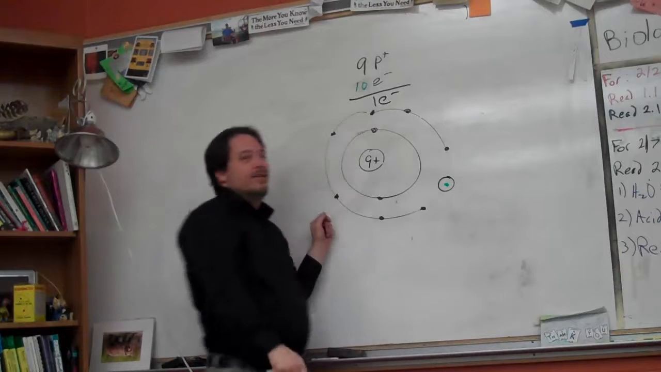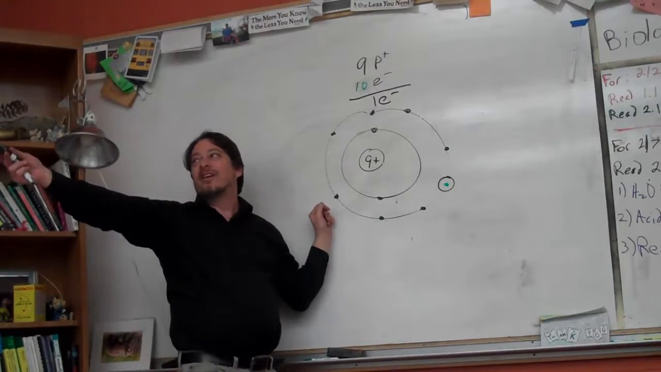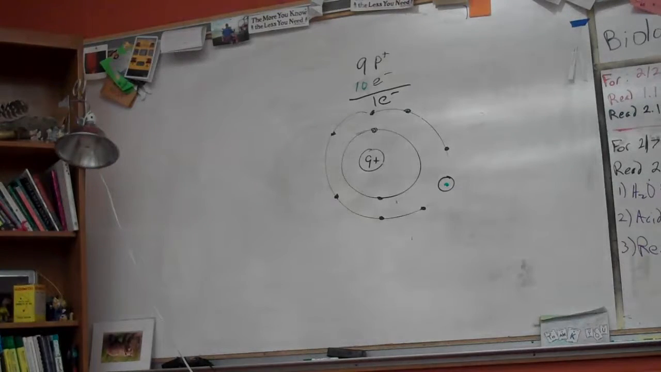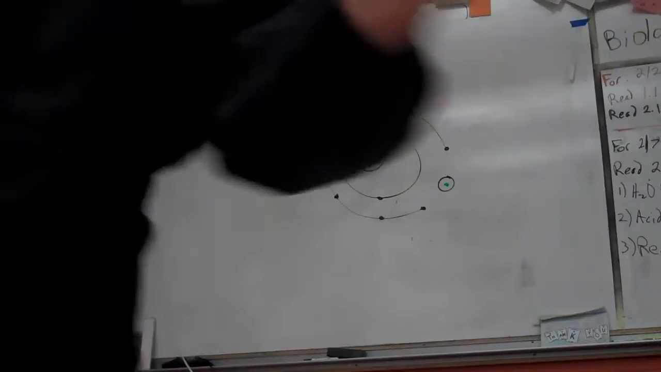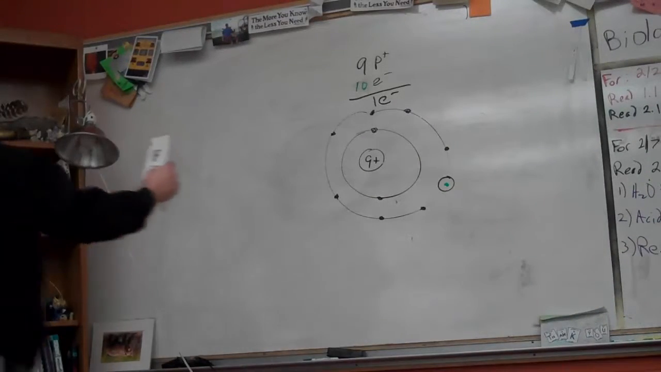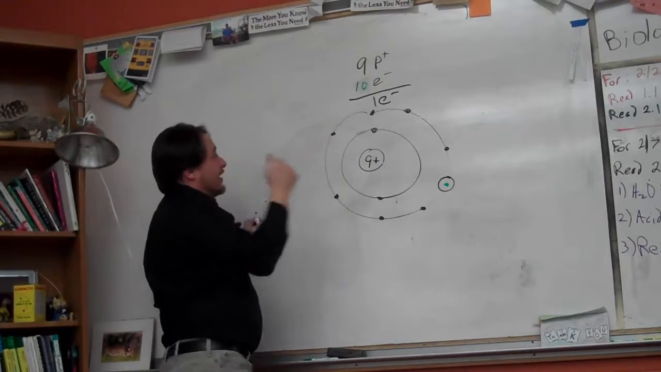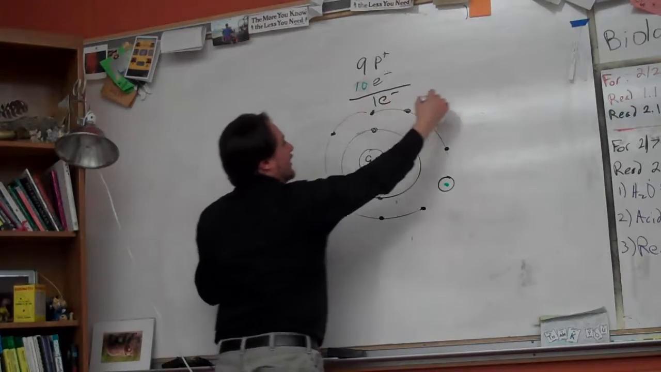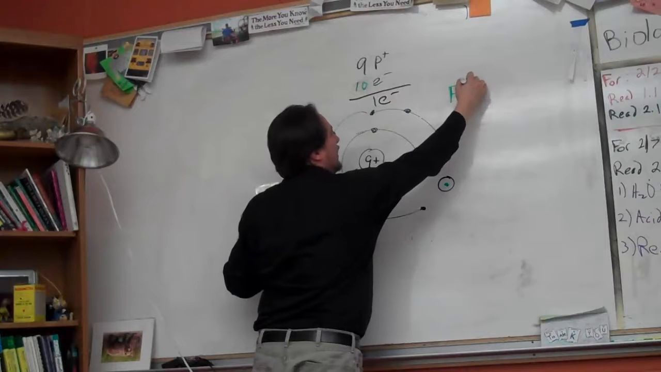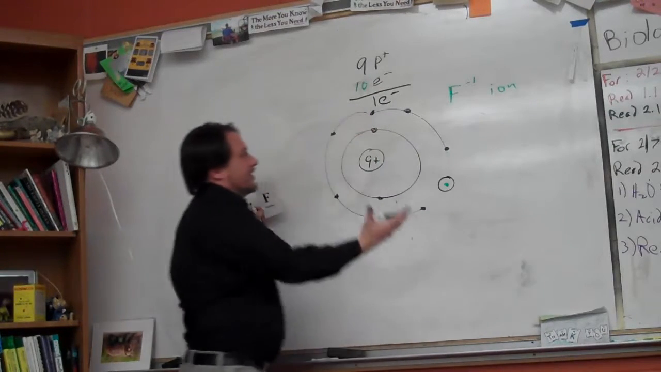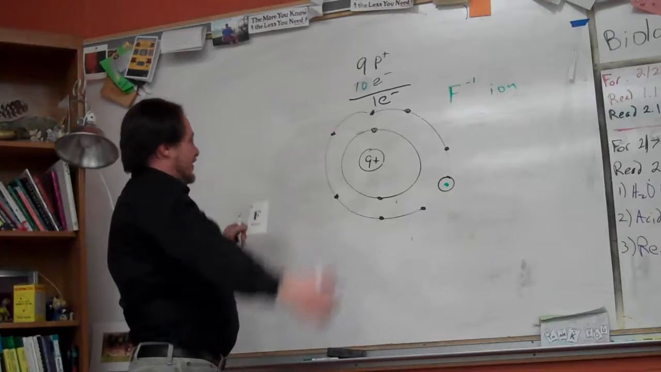It turns out this would be fluorine, which isn't up there, of course. Oh yeah, it's right there. Fluorine. Number 9, right? It had 9 protons. But because it gained an extra electron, it's going to be the fluorine minus 1 ion. Because it gained an electron, which is negative.